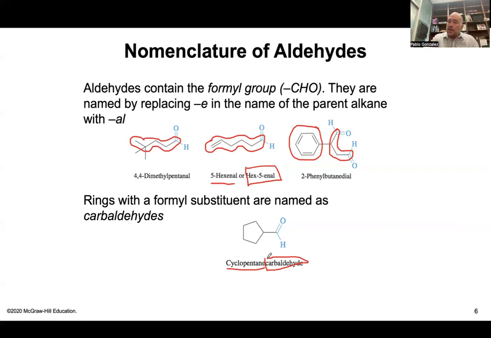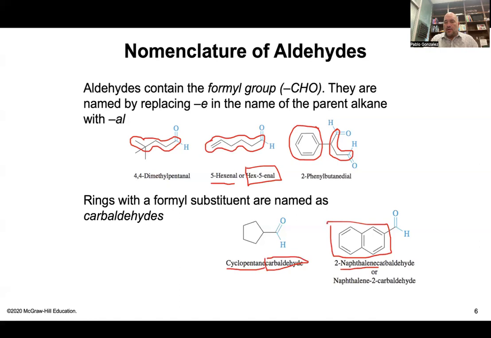Also, we can have other types of rings, such as aromatic rings or fused rings. As for example, this one is naphthalene. Okay, so it's just naphthalene, and the formyl group is attached to position number 2. So that's what is 2-naphthalenecarbaldehyde or naphthalene-2-carbaldehyde. So naphthalene here again is the name of all this unit in here. This is the naphthalene, the 2 fused rings. And the carbaldehyde basically is the formyl group that is in here, okay? So 2-naphthalene carbaldehyde.